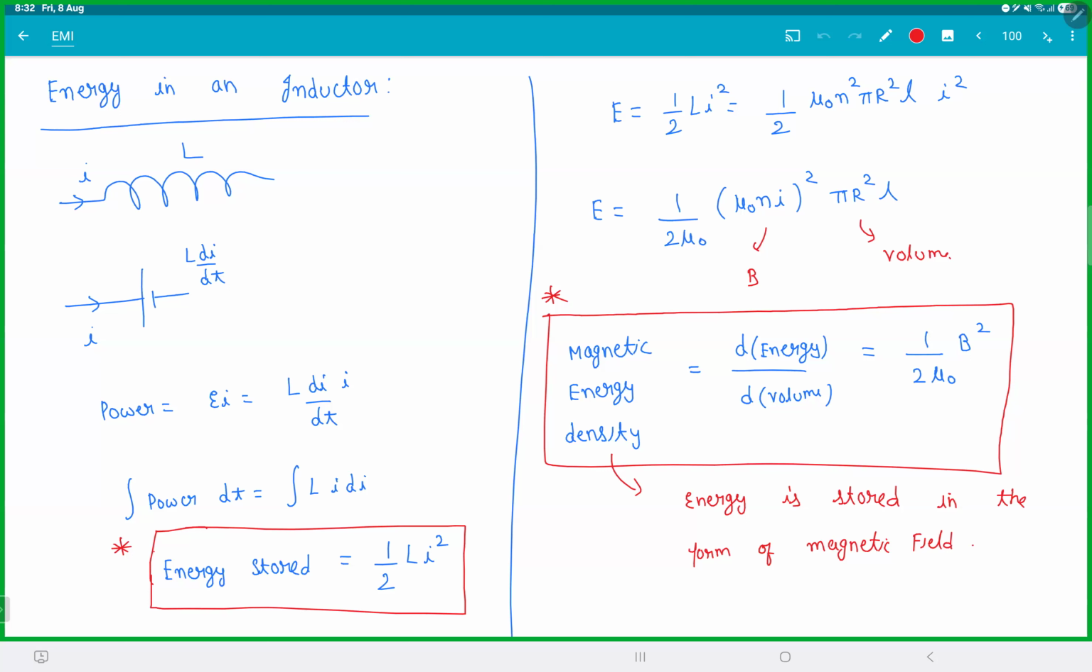Great. So last class we started with inductors. Let's go ahead.